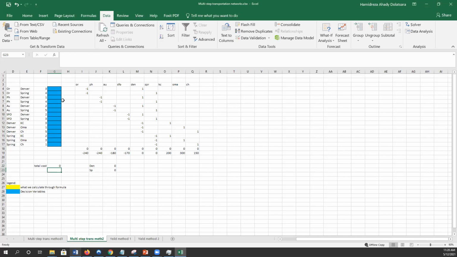Any questions so far? I think so far it was easy. We try to formulate our objective function, which just means decision variables times their associated cost, and we sum them up.